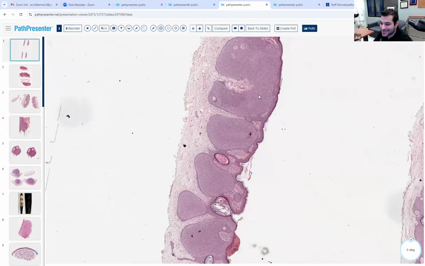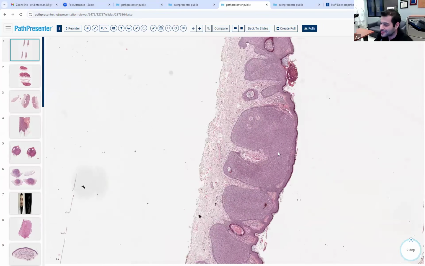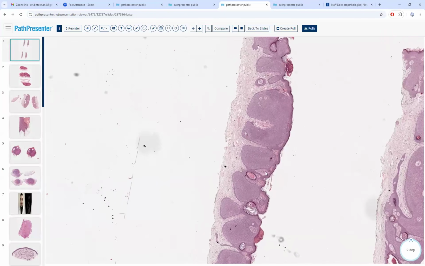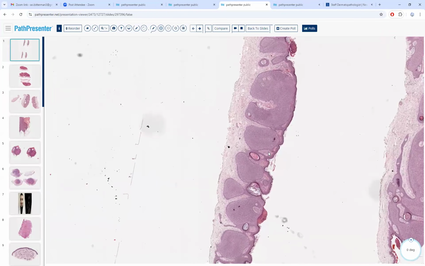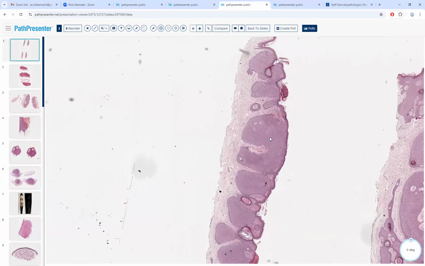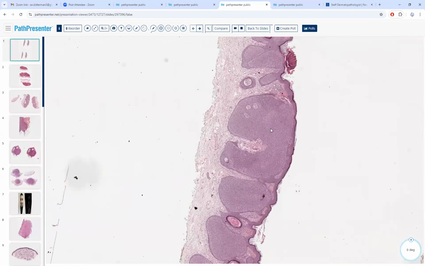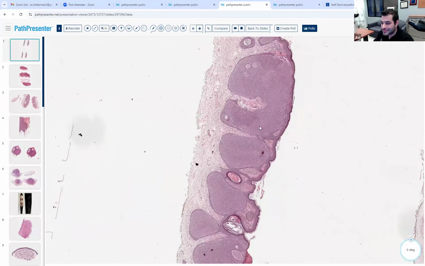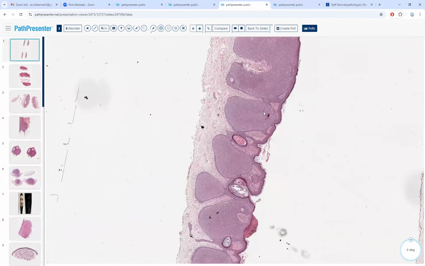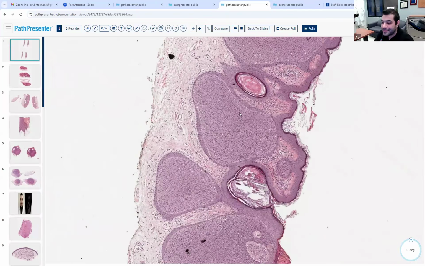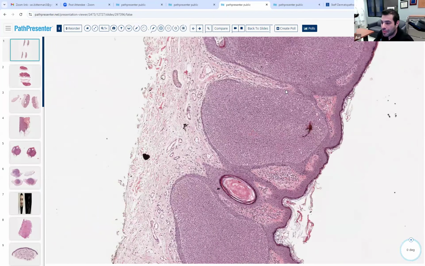Let's do it. What does this look like to you? Well, it looks like a neoplasm. There's not any type of infiltrate. It's well circumscribed, benign appearing. There's an abundance of, it seems like, poroid cells. This looks like a poroma.